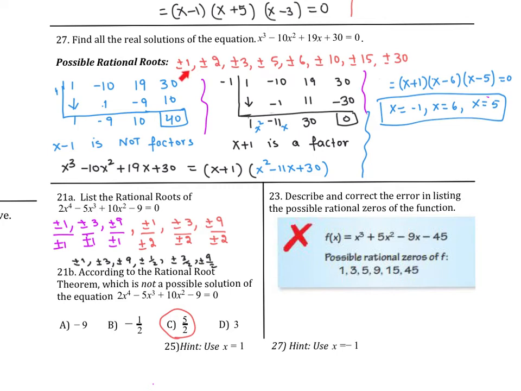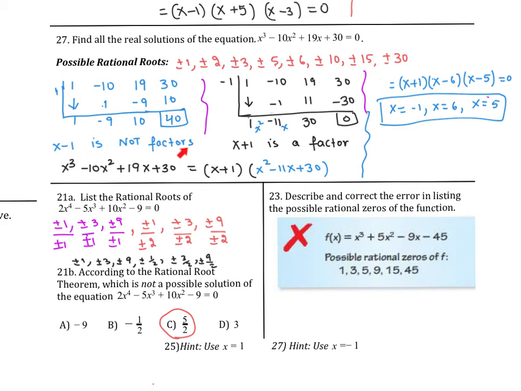Now I'm going to check if 1 makes the remainder 0. Using synthetic division, I bring down the 1. 1 times 1 is 1. Negative 10 plus 1 is negative 9. Negative 9 plus 19 is 10, and that gives us 40 as the remainder, which means 1 does not make the remainder 0. So x minus 1 is not a factor.